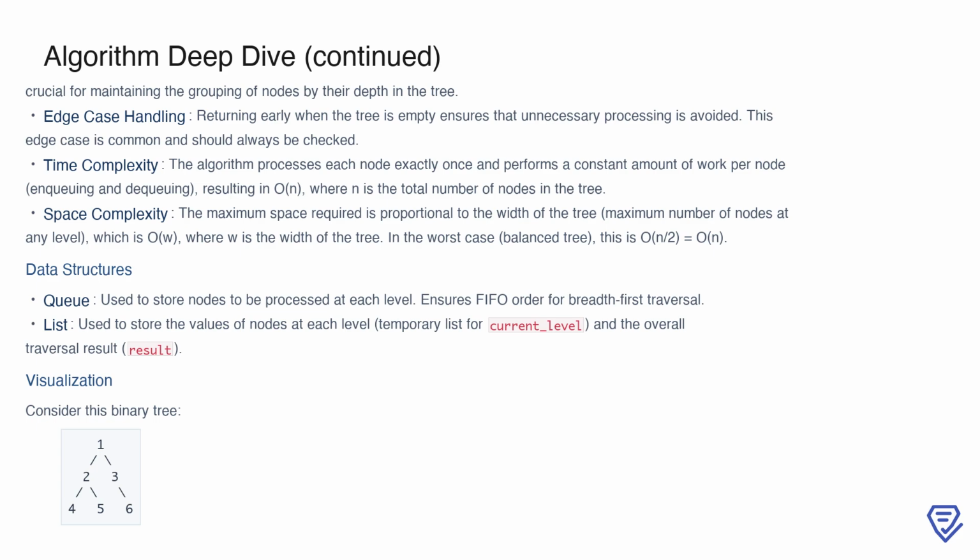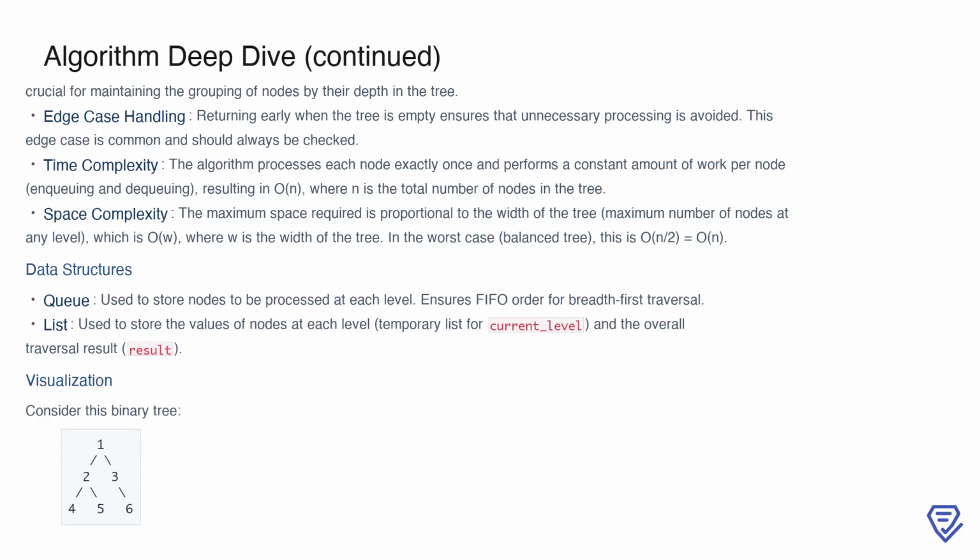Handling the edge case of an empty tree right at the start prevents unnecessary computation and avoids potential errors. In terms of efficiency, the algorithm processes each node exactly once, performing a constant amount of work per node for operations like enqueuing and dequeuing. This gives it a time complexity of O(n), where n is the total number of nodes in the tree. The space complexity depends on the maximum number of nodes at any level, which is proportional to the width of the tree. In the worst case, for a balanced tree, this width is approximately half the total number of nodes, resulting in a space complexity of O(n).